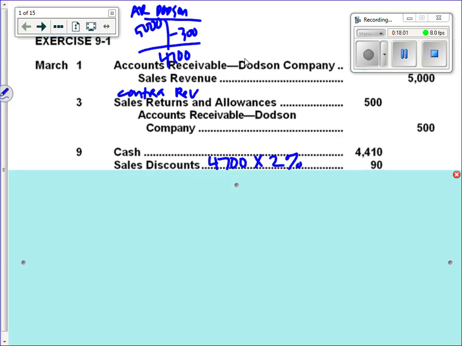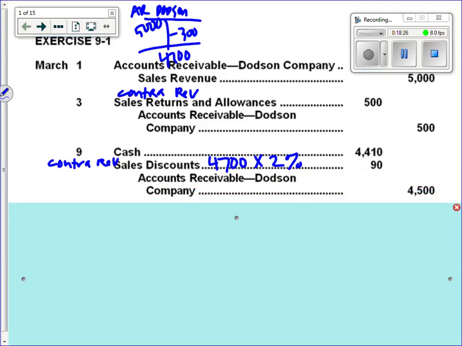Contra to what? Contra revenue. So we originally sold $5,000, but we had one contra revenue kick it apart because we let them return, and we had another contra revenue kick it apart because we gave them a sales discount. I bet they're going to keep coming back to our business though because we have incentives.